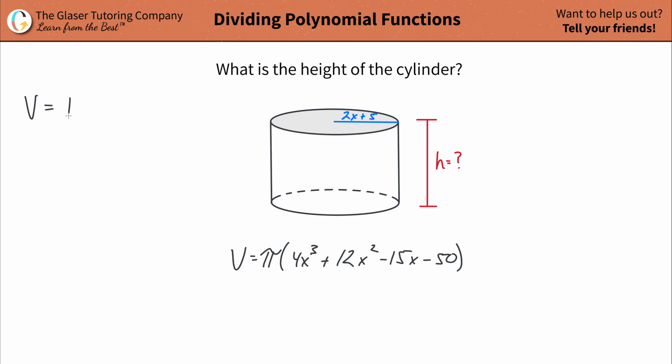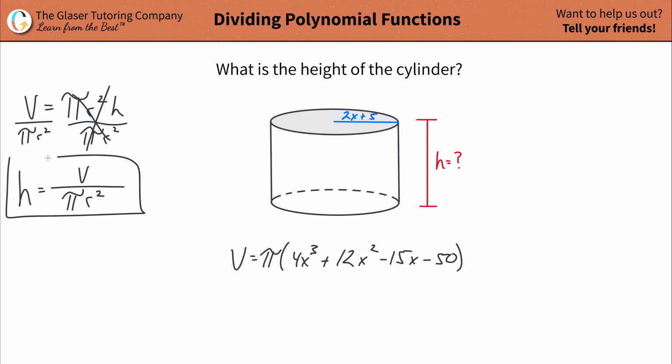The volume of a cylinder is simply defined as pi multiplied by the radius squared multiplied by the height. If you're asked to find the height, algebraically that means if you divide out the pi and the radius squared from both sides, the height is just the volume divided by pi times the radius squared. So if you know these two things, the volume, which we do, and the radius, which we do, then you can find the height.